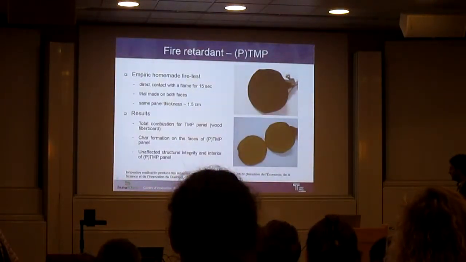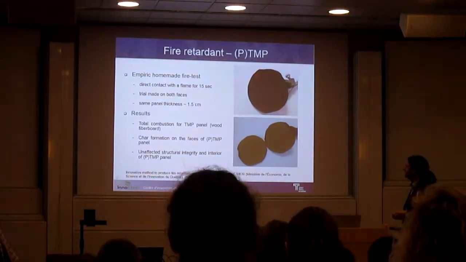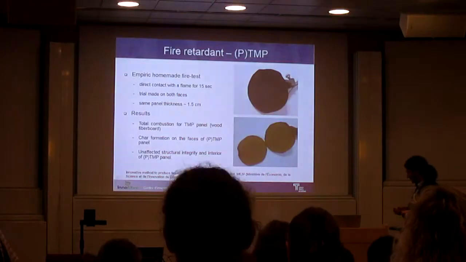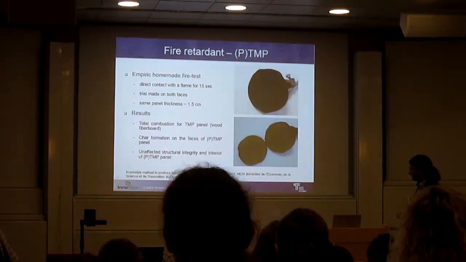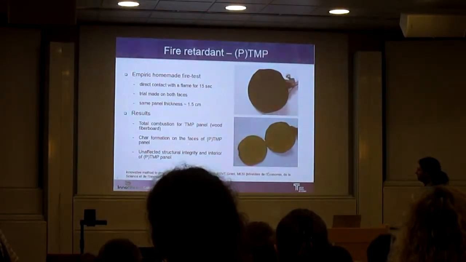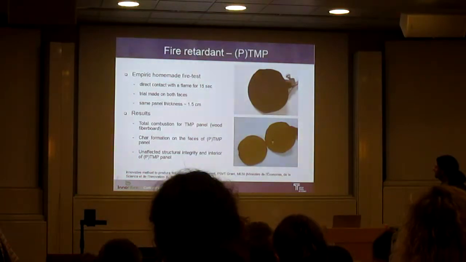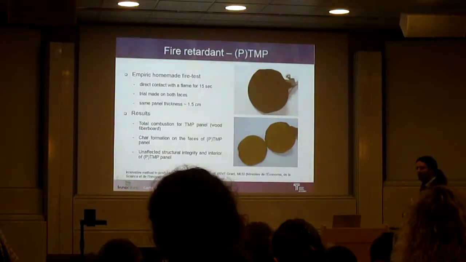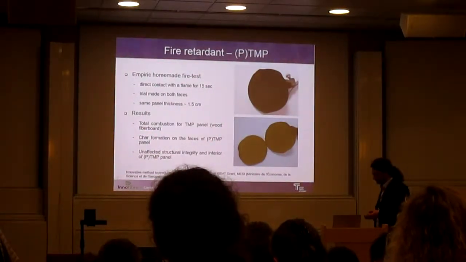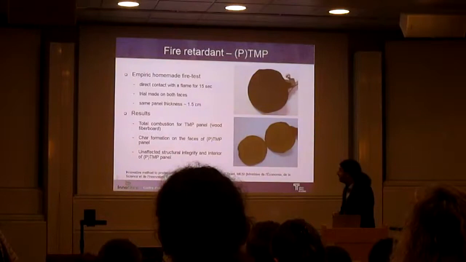But we see a huge char formation on the surface of the phosphorylated TNT panel, and this char keeps the structural integrity of the panel unaffected, and as you see in the bottom image, the interior of this panel is unaffected. So we have a real fire retardant panel made from TNT.